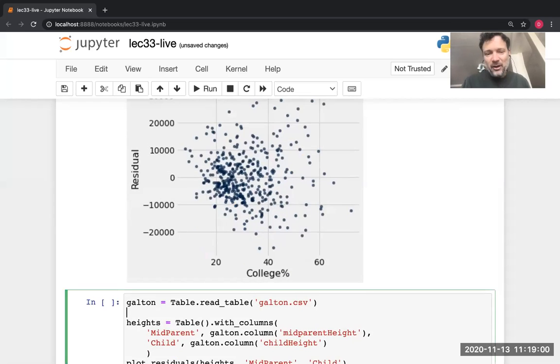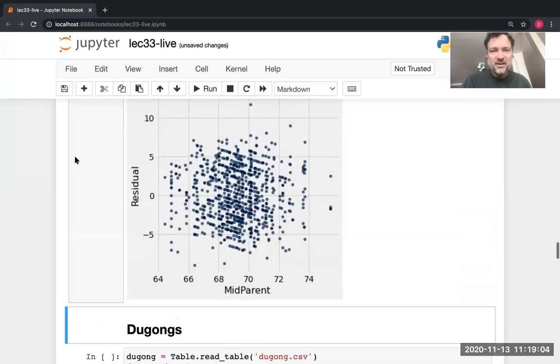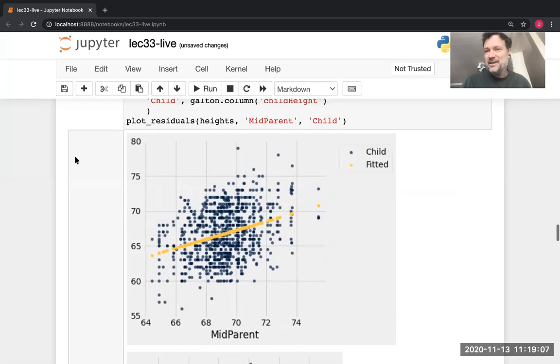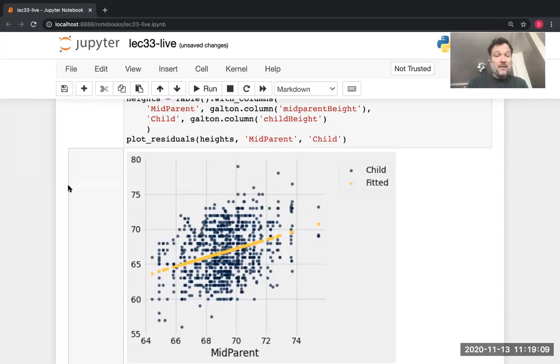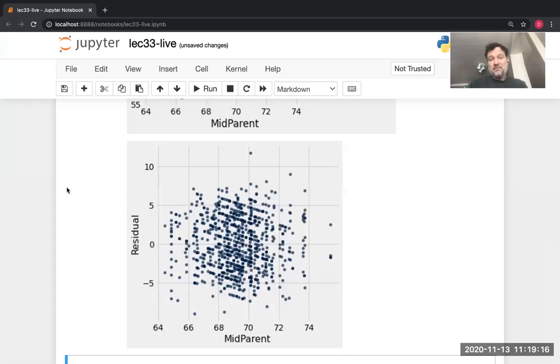So let's do another example. We're going to look at this heights data set from Galton, predicting the height of the child of a couple. Here's the data and the linear regression fit line, and here's the plot of the residuals. Do you see any pattern in those residuals? I kind of don't. It doesn't look like it's trending with a positive association, and it doesn't look like a negative association. It just looks like a blob of points. No obvious trend there to me.